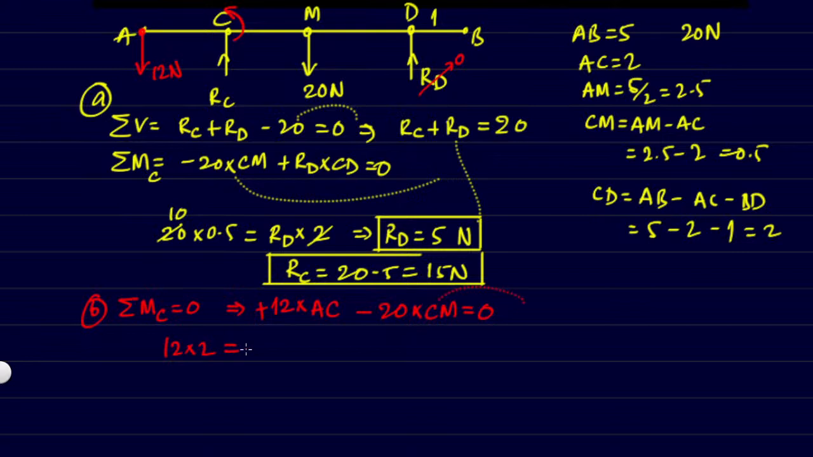Send this to the other side. So 20 into Cm length is 0.5, correct? Yes. So are they same? No, they're not same, no. Yes. AC is 2, Cm is 0.5.